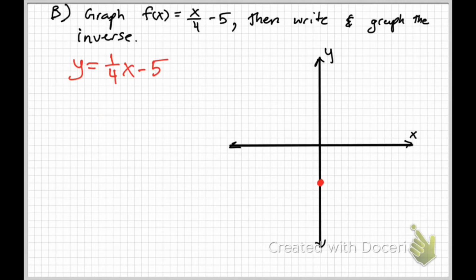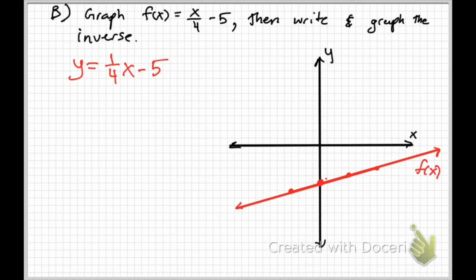So go up 1, 1, 2, 3, 4. Could also go 1, 2, 3, 4 to the left, down 1. And again, you really only need 2 points to graph this, because to make a straight line, you only need 2 points. Like so. So this is my original function. I'm going to label it f of x.